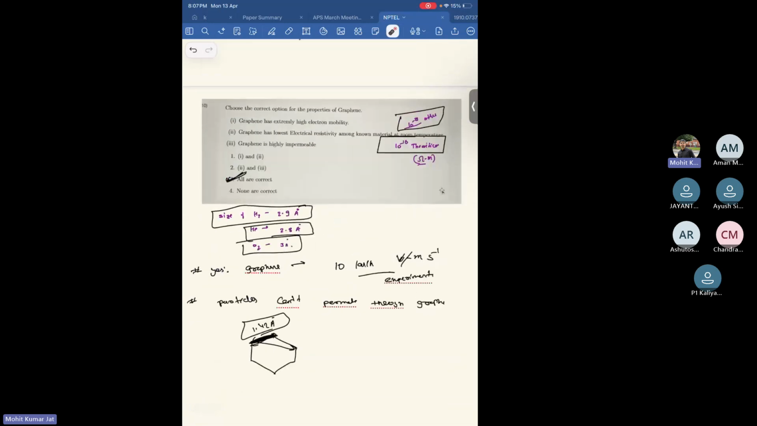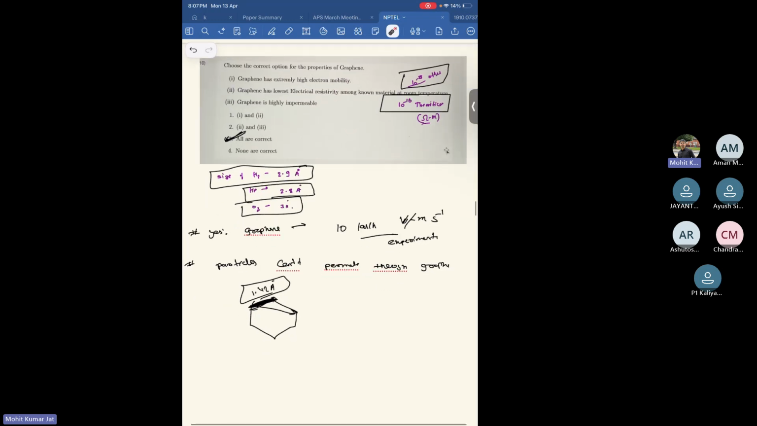Choose the correct option. Properties of graphene. Graphene has extremely high electron mobility. Correct. Graphene has the lowest electrical resistivity among materials at room temperature. Theoretically, it is 10 to the power minus 16 ohm meter. Graphene is highly impermeable. Yeah, correct, because its shape is like this, right? The space inside through which any atom can move or pass is very tiny. So you can say that it's highly impermeable. So all are correct.